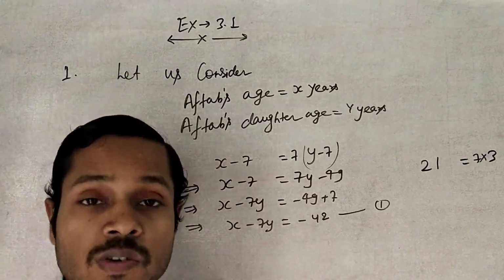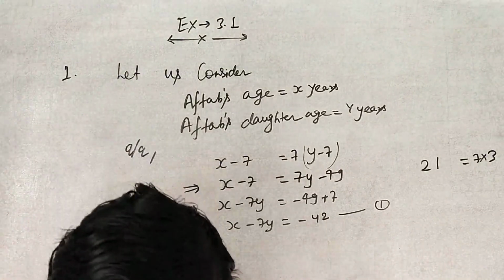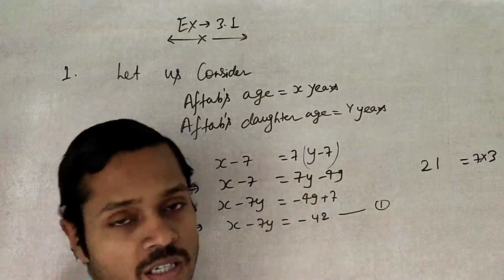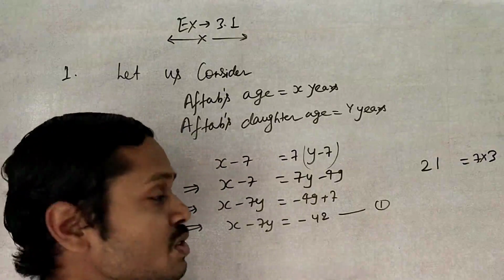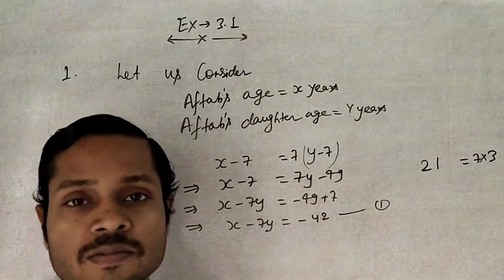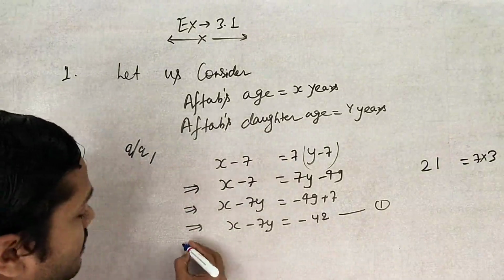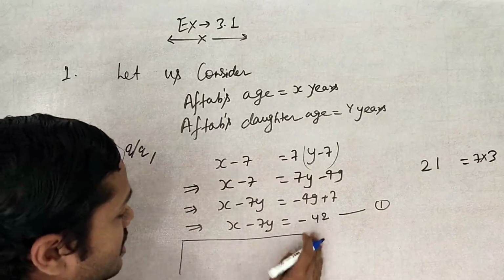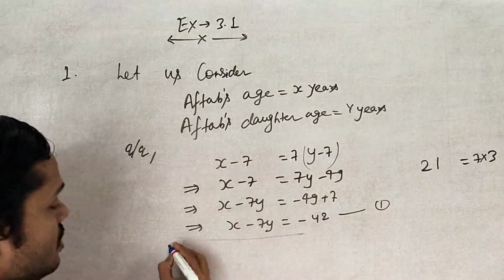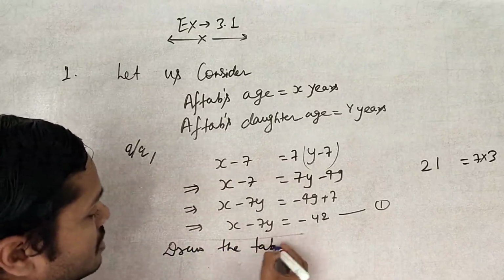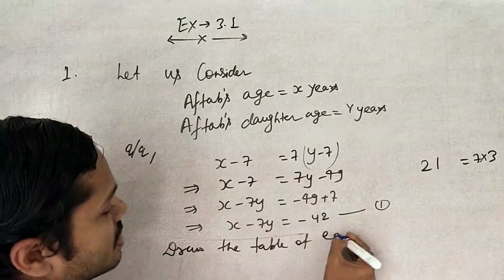Now this equation is called the algebraic representation. Clear? You will have to make the graph. You will have to draw the graph. Clear? After that, graphically, so you can write there: draw the table of equation 1.